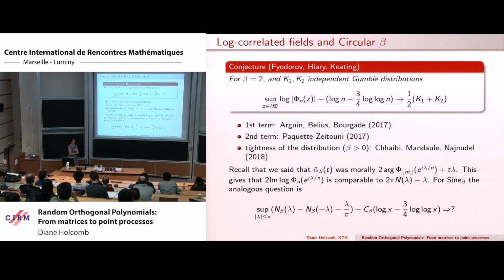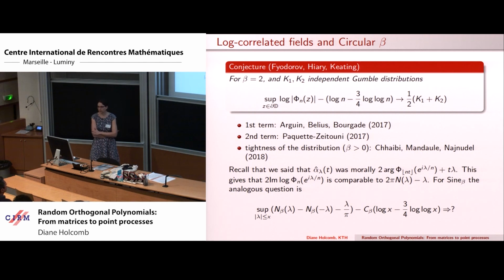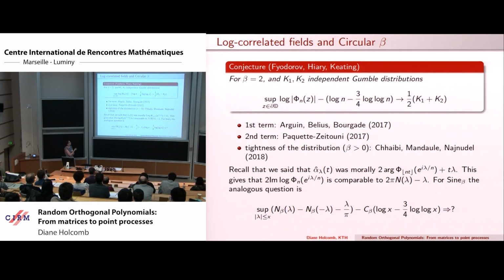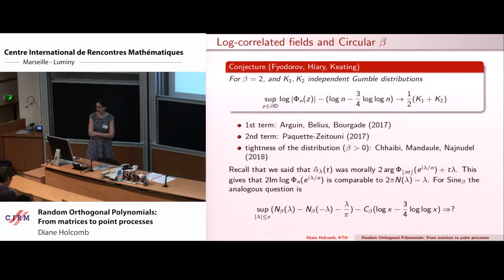So here's the original conjecture for the circular beta ensemble. Well, actually, for beta equals 2. If you have a circular unitary ensemble, then if you look at the norm of its characteristic polynomial and you take the logarithm of that, you take the sup, and you do this centering, you subtract off log n minus 3/4 log n, this should converge to 1/2 K1 plus K2, where K1 and K2 are 2 independent Gumbel distributions.